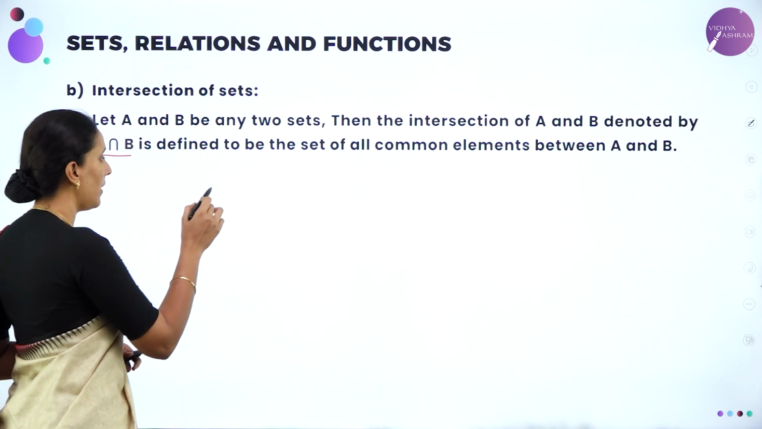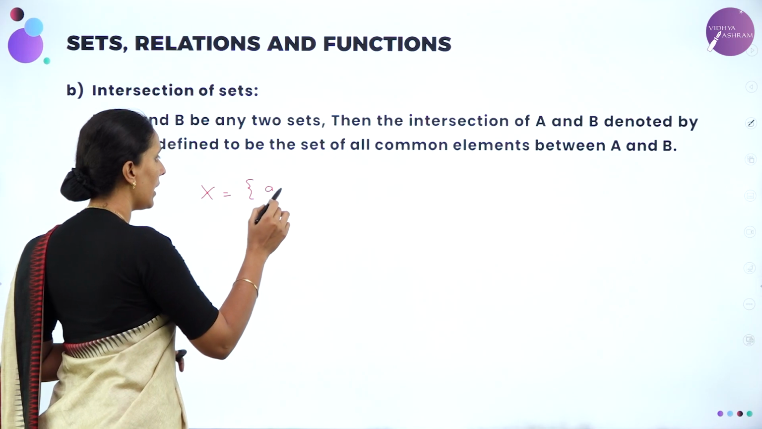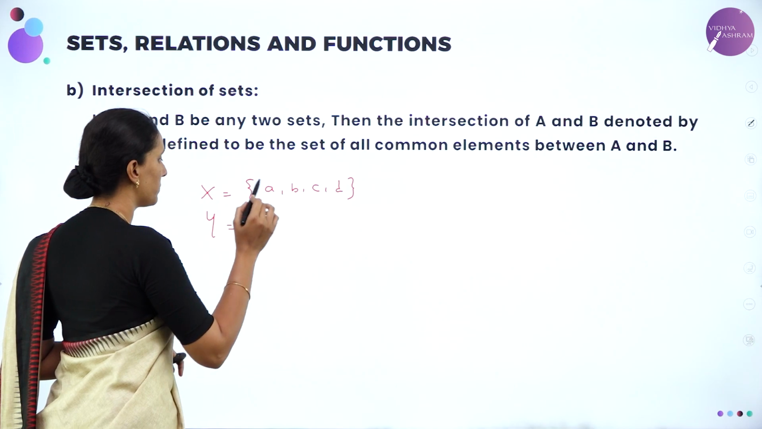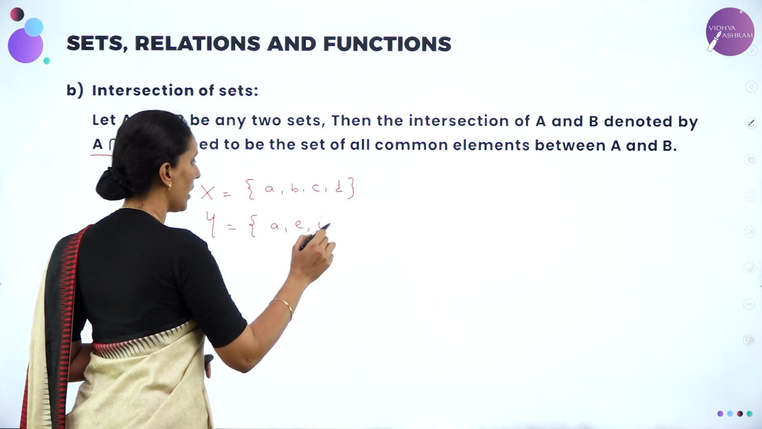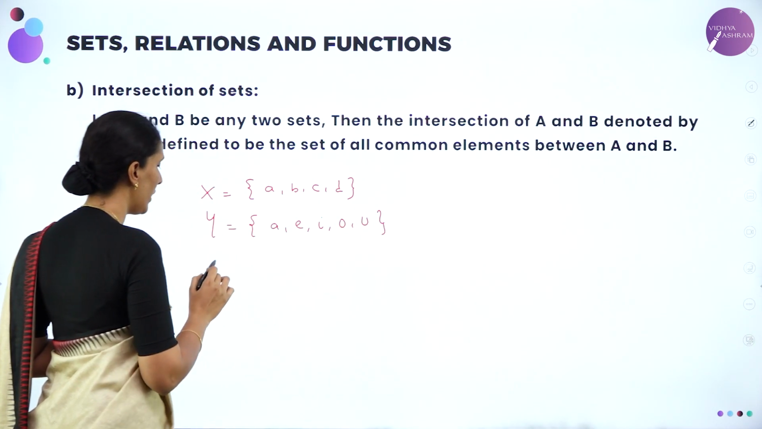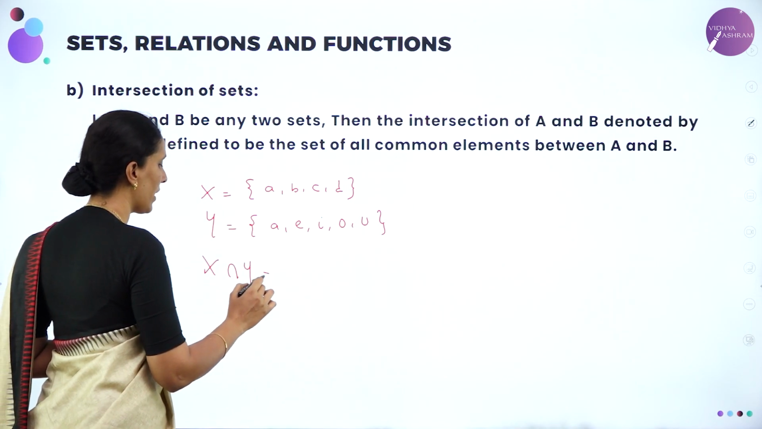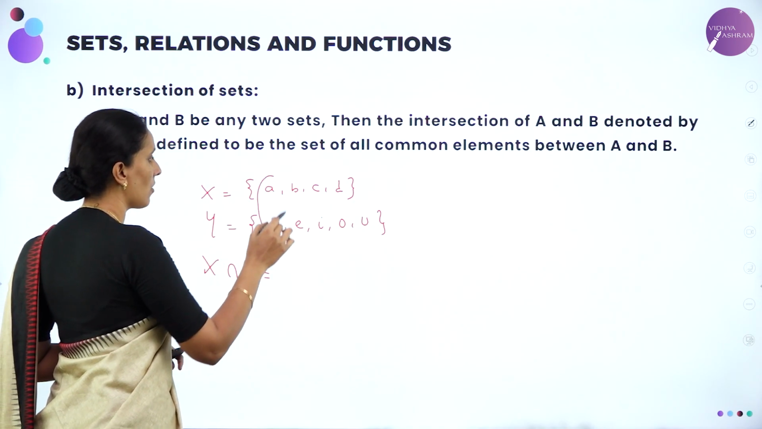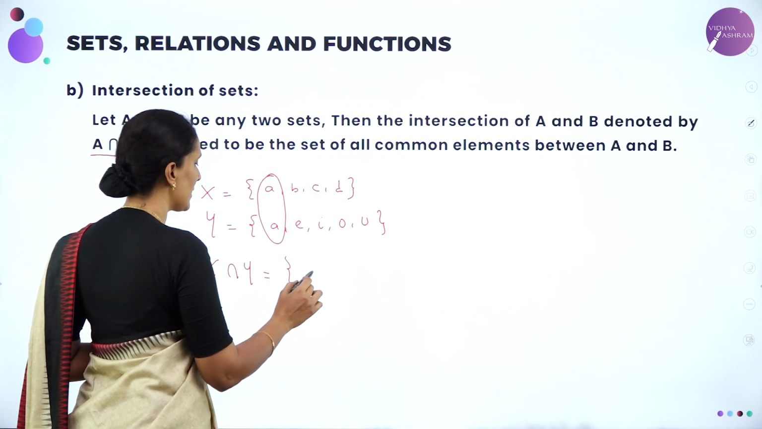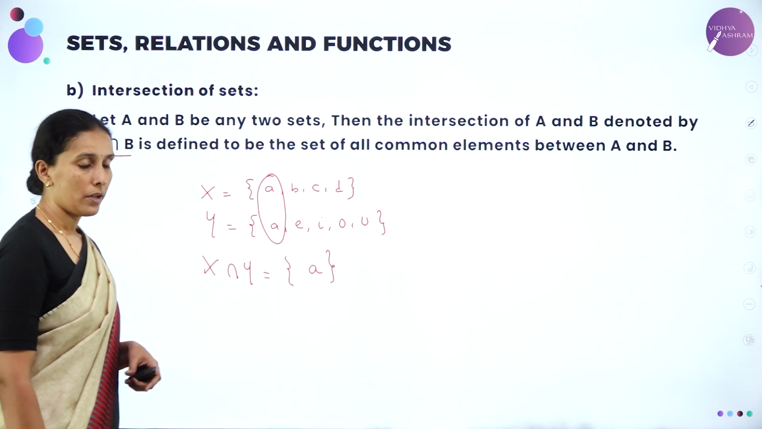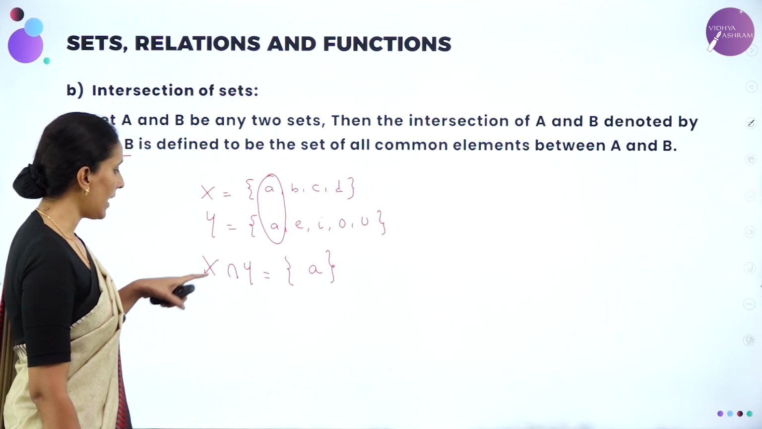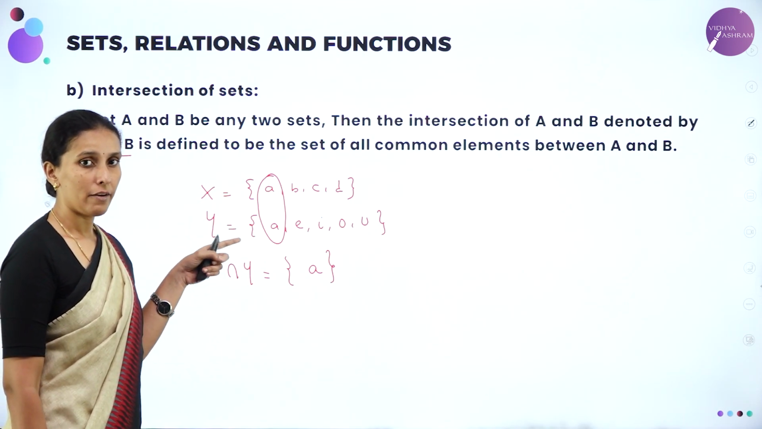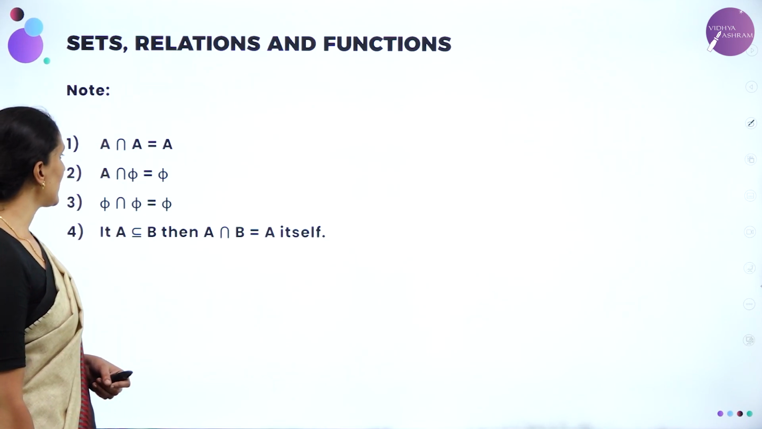Let's take an example. Let X is equal to {a, b, c, d}. Let Y is equal to {a, e, i, o, u}. Now we write X intersection Y as the common elements in both the sets. So we can see a is the common element in both the sets. Therefore X intersection Y is {a}. So that means any element in the set X intersection Y will belong to both set X as well as Y. Now let's look at the properties of intersection here.